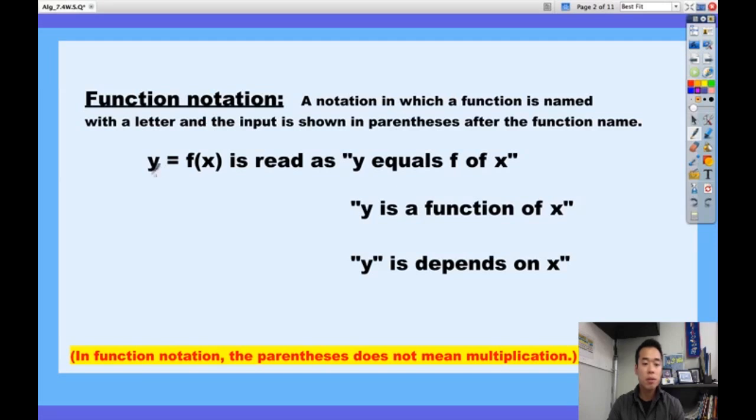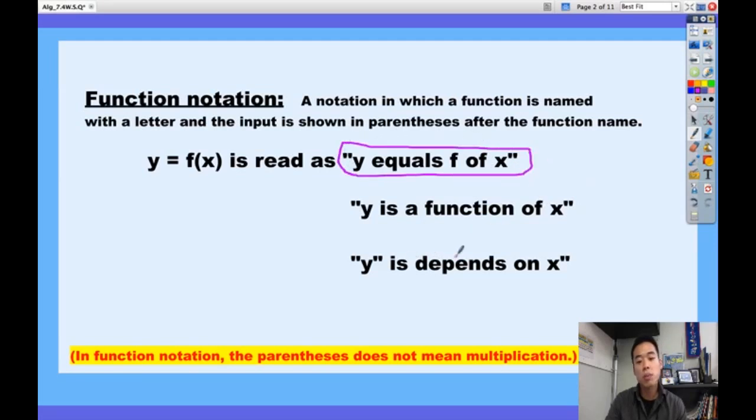So for example, here on the screen I have y is equal to f of x. You can read it as y is equal to f of x. Another way to read it is y is a function of x. And the last way is y depends on x. So all three of those ways are saying y is equal to f of x. But the most common way is really y is equal to f of x.